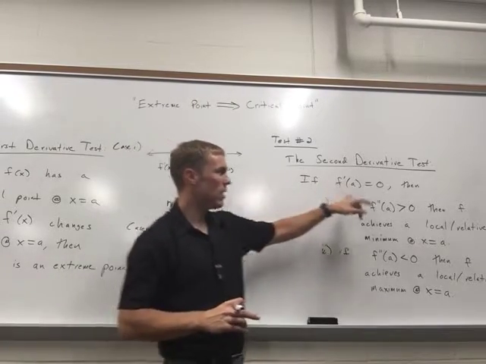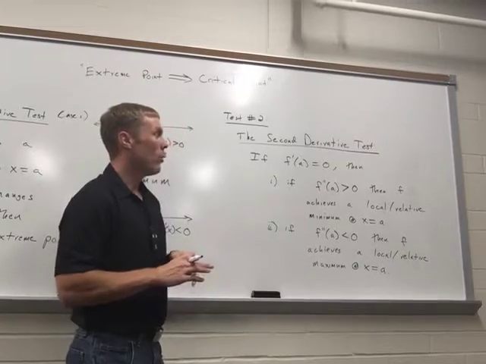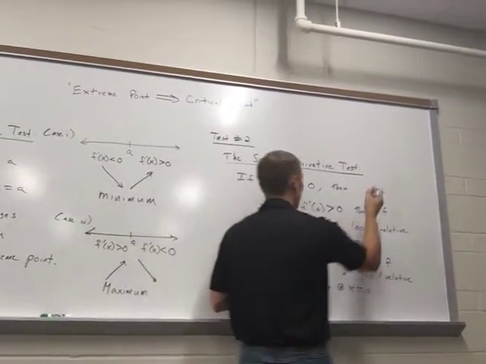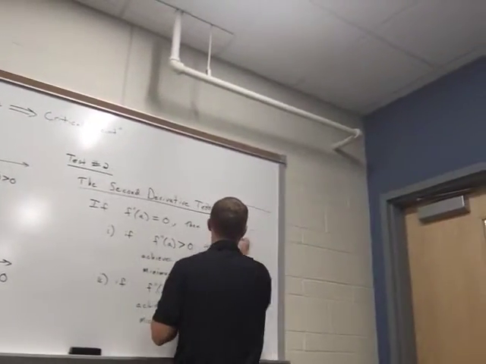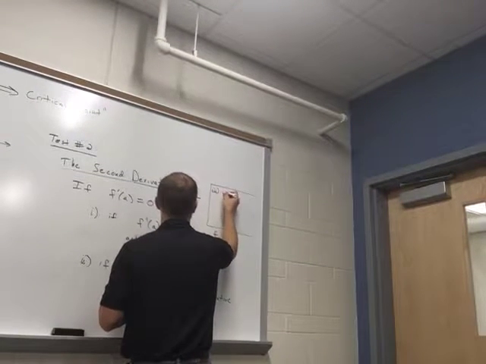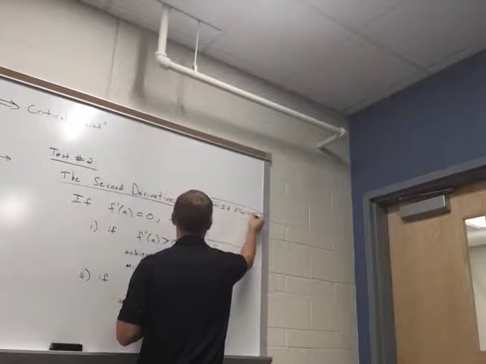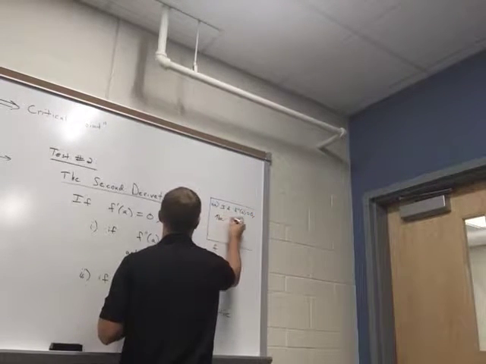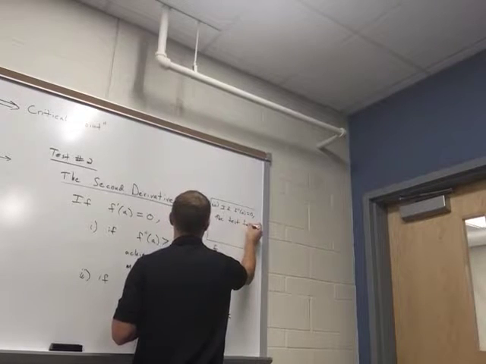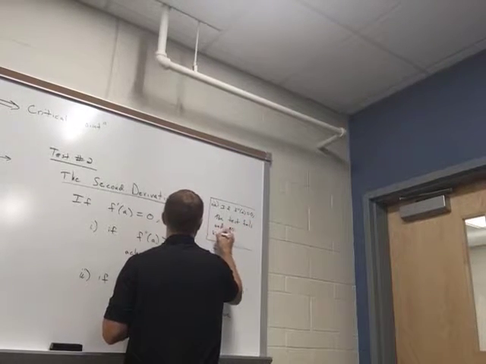So I've given you the cases when it's greater than 0 and less than 0. We can include a case 3, which is kind of awkward, so I kind of put it off in the bubble. If f double prime of a equals 0, the test fails and no knowledge is gained.